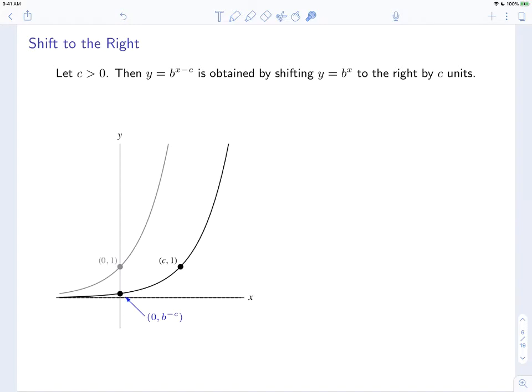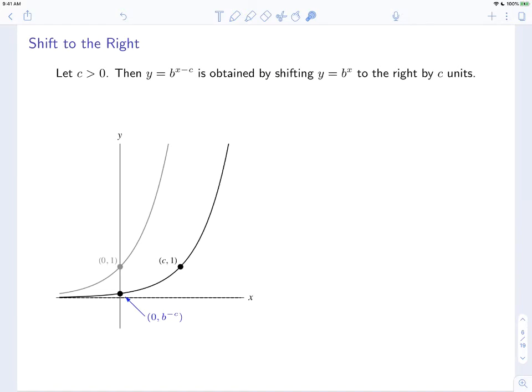A shift to the right occurs when you subtract a positive number from the x value. So here we're going to assume that c is positive. So y equals b to the x minus c. So I'm subtracting c from the exponent. The graph of this is obtained by shifting the parent graph to the right by c units.